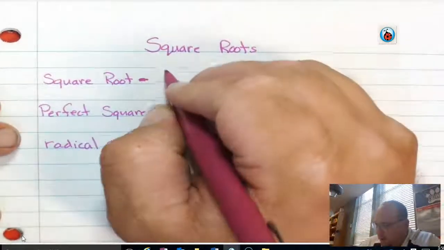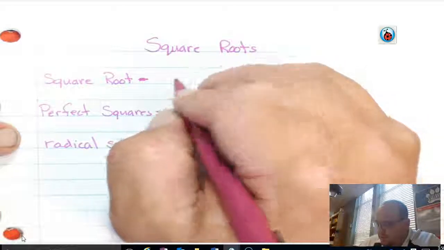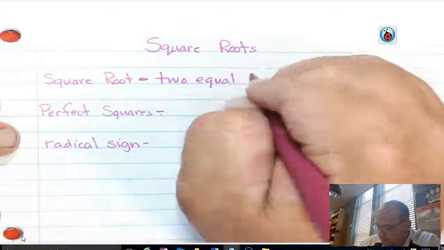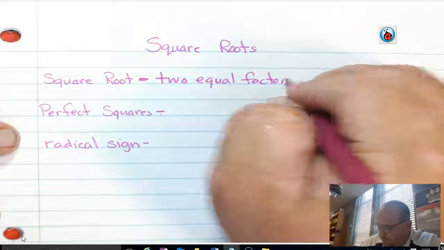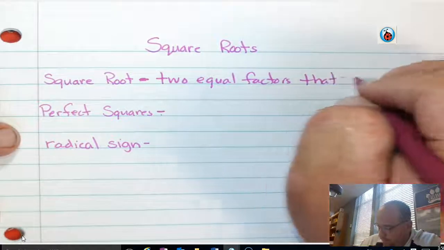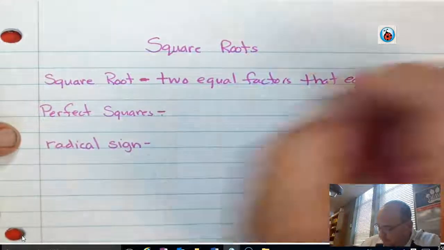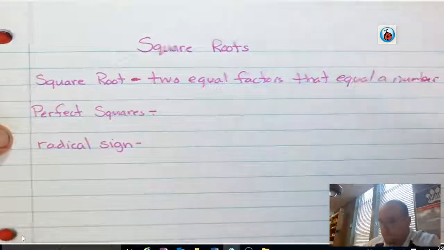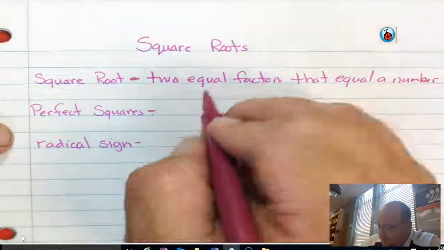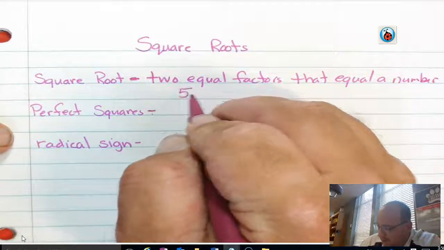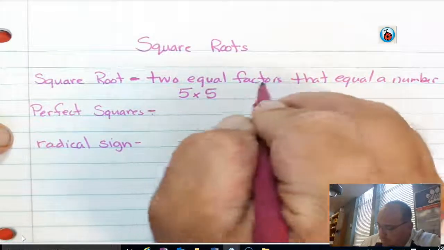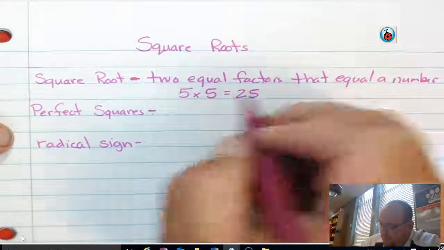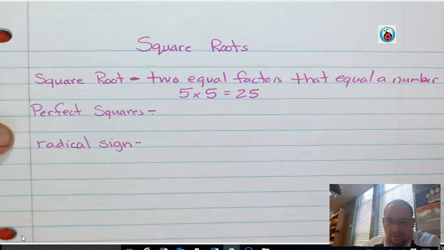Square root, basically what a square root is, a square root is 2 equal factors that equal a number. Okay. What does that basically mean? I mean like this. 5 times 5 are equal factors, and those equal factors would equal the number 25. So 5 and 5 are those equal factors.